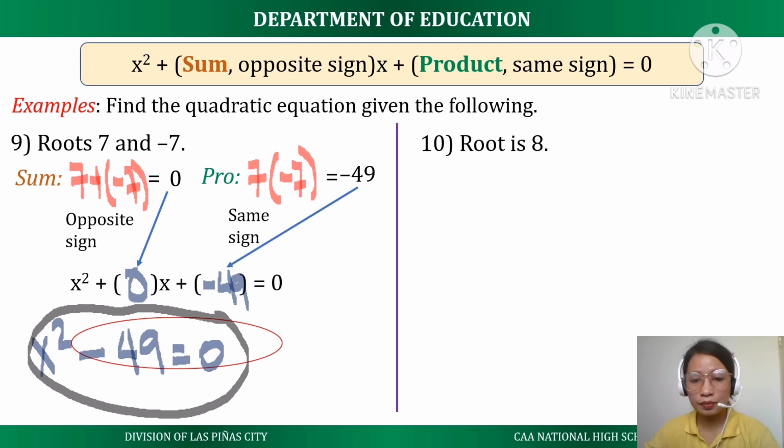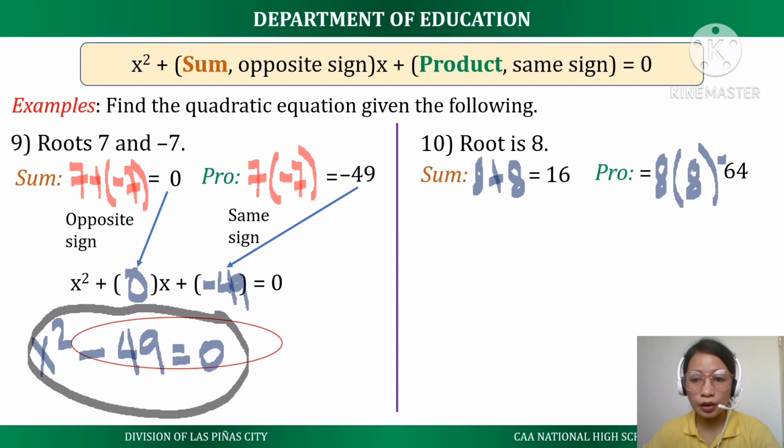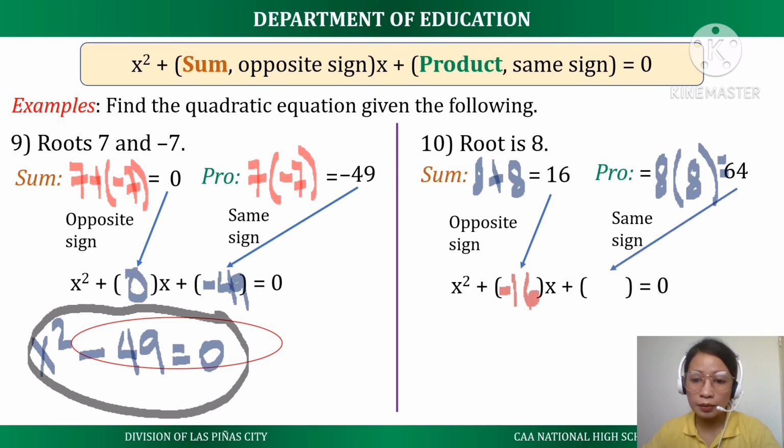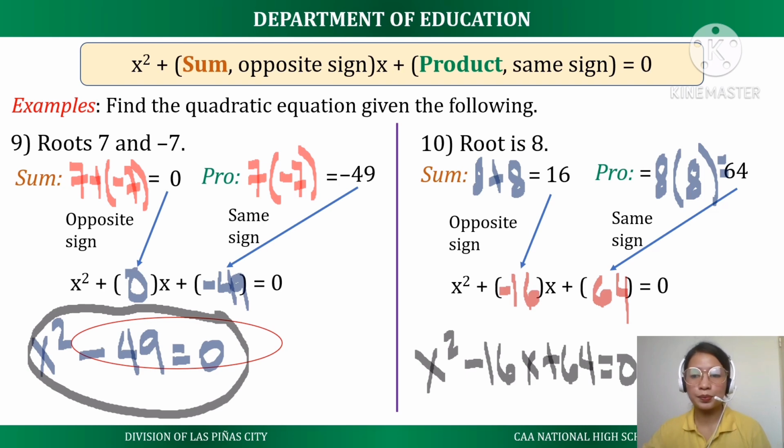Number 10. The root is 8. Kapag sinabi nating 8, ibig sabihin parehas na 8 yung roots niyan. So, ang sum niyan, 8 plus 8 is equal to 16. And then product, 8 times 8 equals 64. Then, lagay tayo ng form and then kunin natin yung opposite sign ng sum natin. So, negative 16. And then, yung product natin, same sign, 64. Then, let's simplify. We have x squared minus 16x plus 64 is equal to 0. Yan.